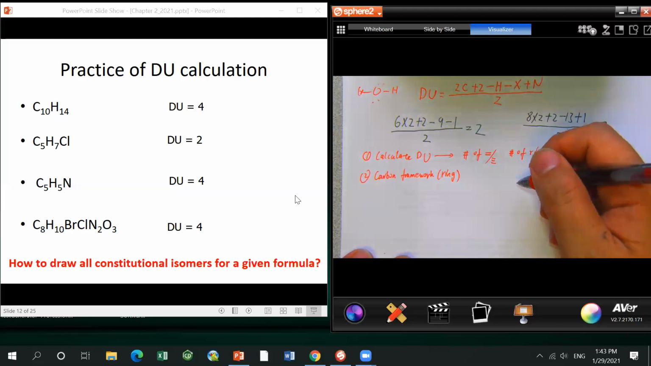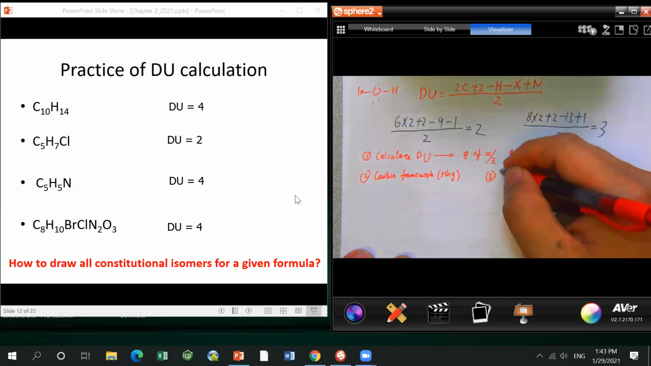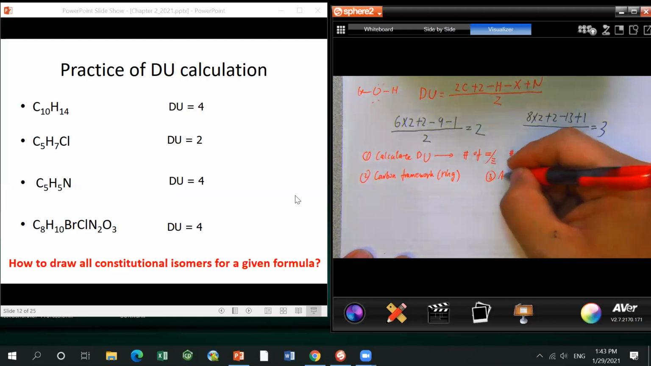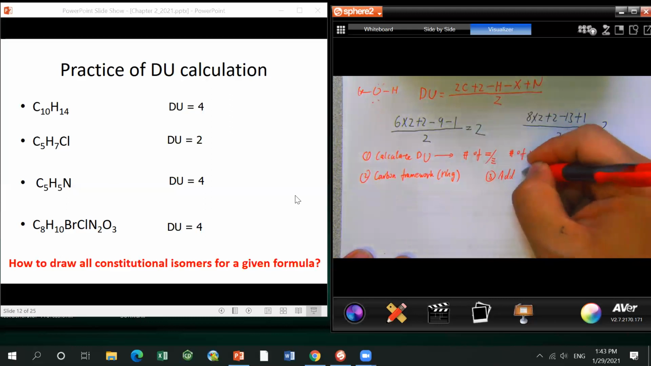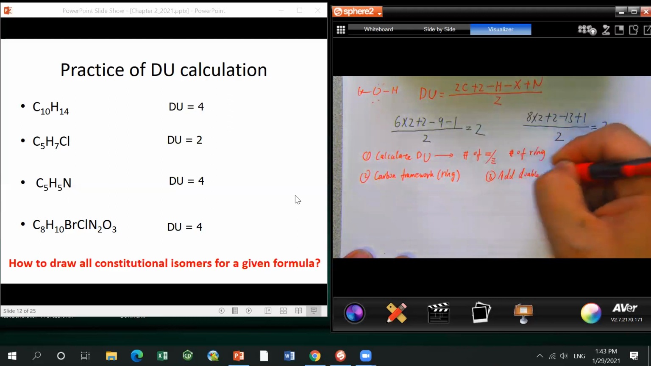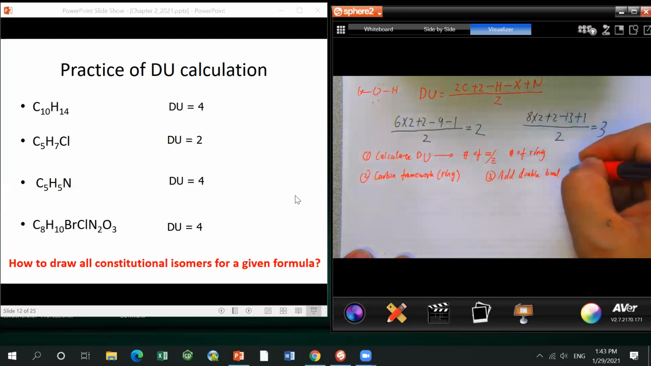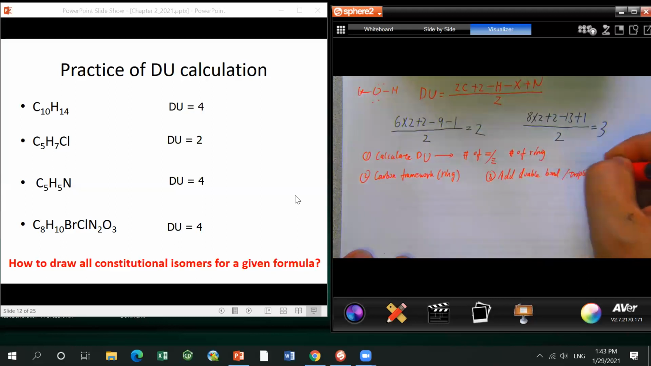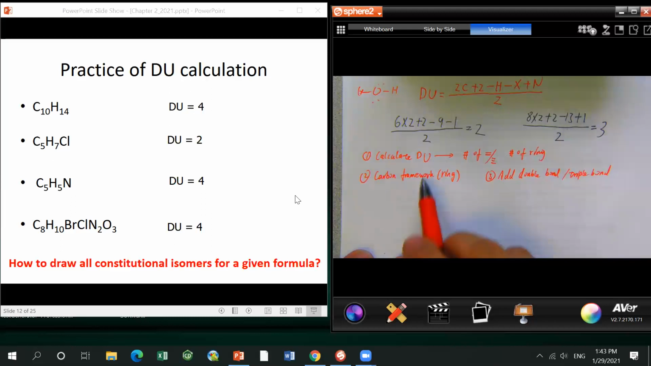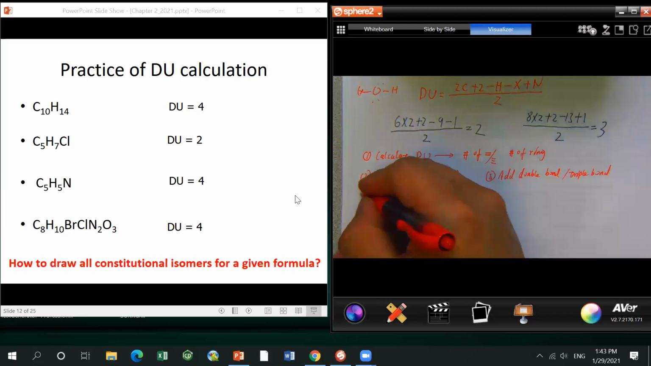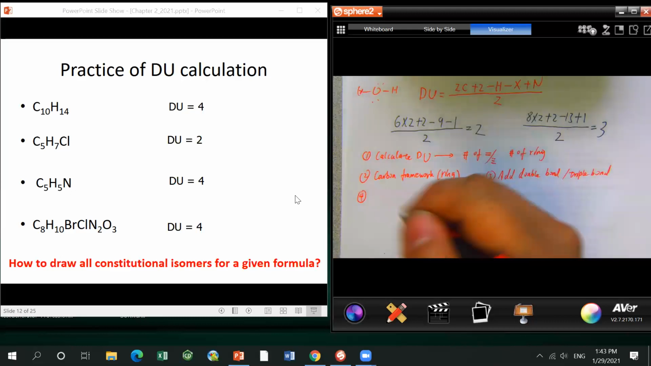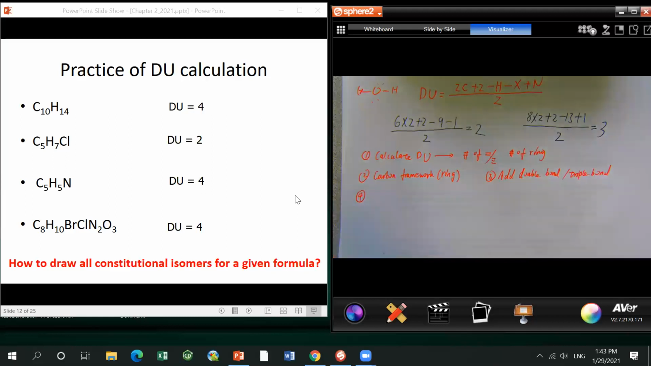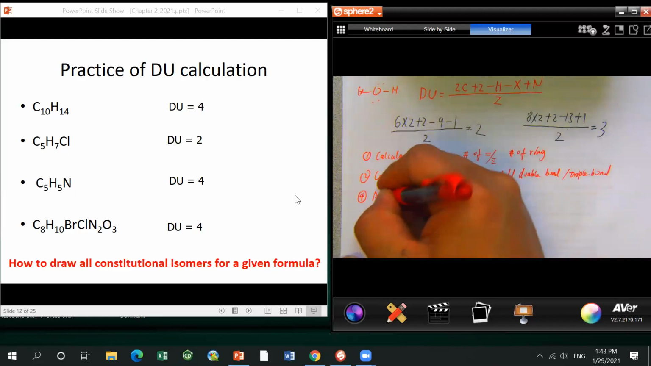Right, and then the third step, you can add double bonds or triple bonds, okay. Try to make all the degrees of unsaturation accountable. And then we move to the last one. If there's a heteroatom, like hydrogen, nitrogen, oxygen, whatever, you do it in the last step. Add heteroatoms, okay.